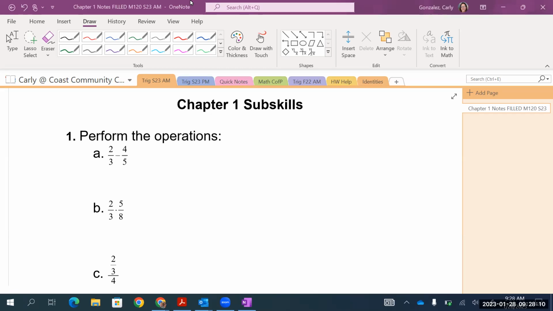We're first going to warm up with a few fraction problems. So 1a is 2/3 minus 4/5. Remember to add or subtract fractions, we need to find a common denominator. So for 2/3 minus 4/5, we need the denominator to be the same, but right now 2/3 has a denominator of 3 and 4/5 has a denominator of 5. So we need to think of a multiple of 3 that is also a multiple of 5.